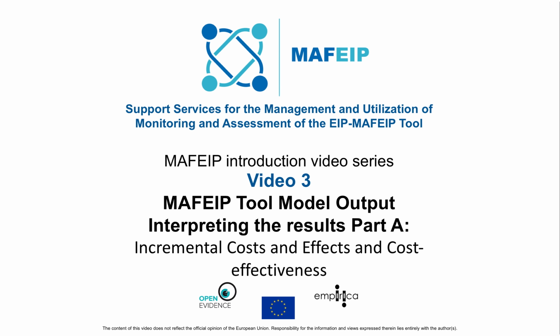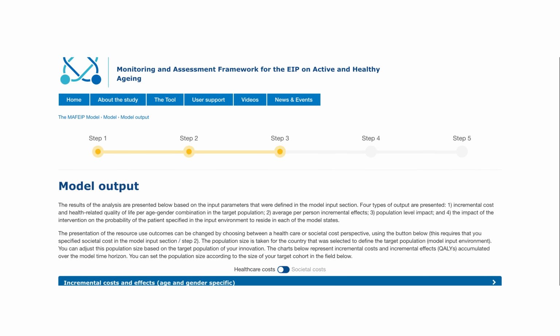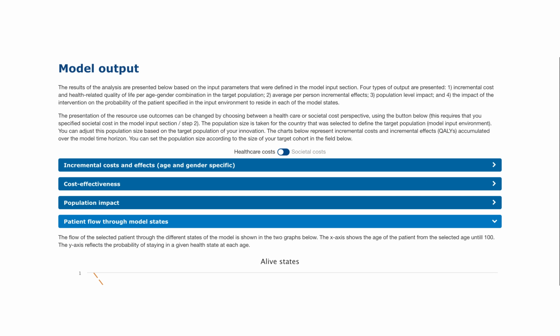In this session, you will learn about the model output step and how to interpret the results given. We will first focus on the first two sections: incremental costs and effects, and cost effectiveness. The model output section shows the first results of the analysis based on the data that was input in the previous section. The results used in this section are outcomes from data that is based on the VPH Derrick case study, which can be found on the MAFEIP website.